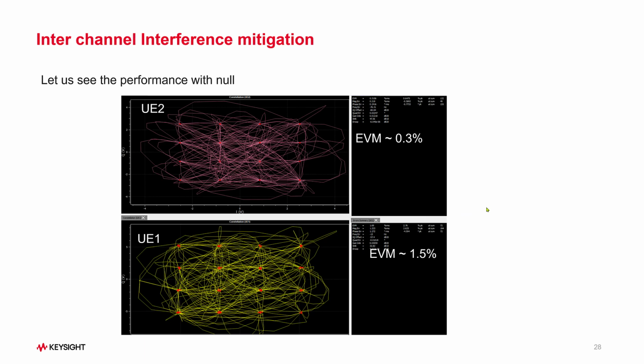Now, there is a quiz that I want you to go back and look at the beams and answer for yourself. Look at user 1. User 1 EVM is 1.5%. Why is it not as good as beam 2 EVM, which is only about 0.3%? I leave it to you as homework.